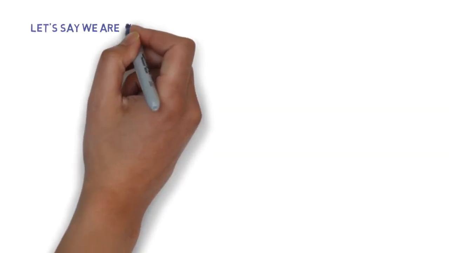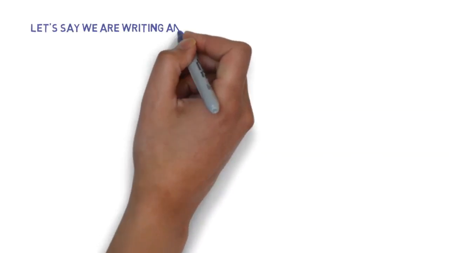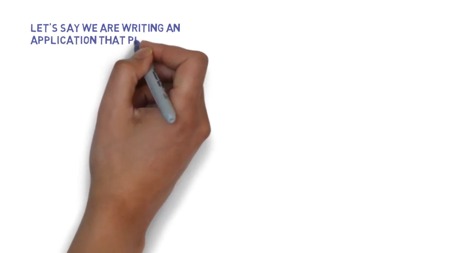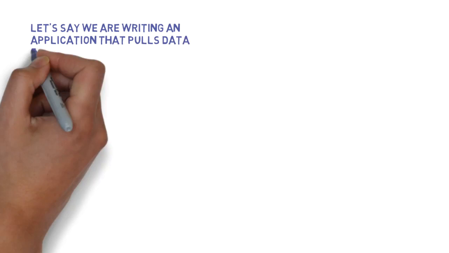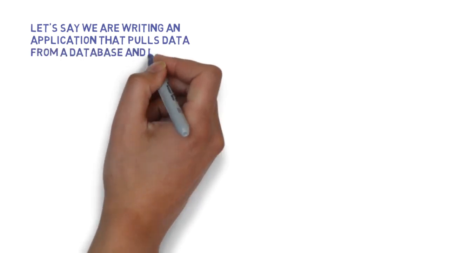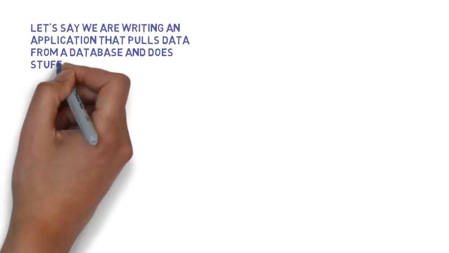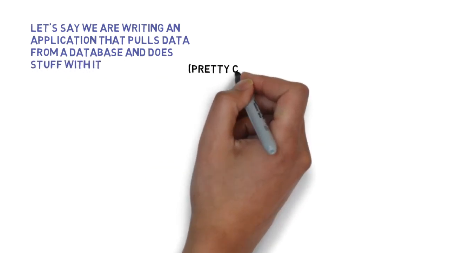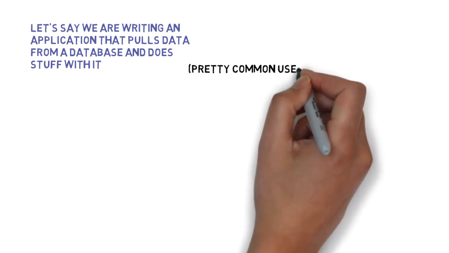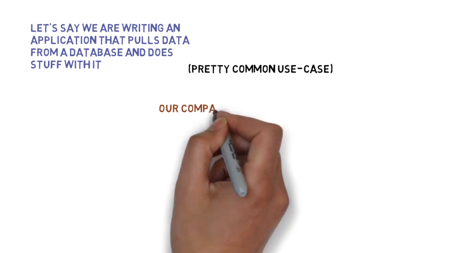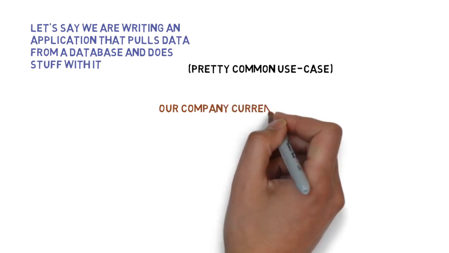Let's take a real-world example of when the factory pattern can be useful to us. Say we are writing an application that pulls in data from a database and then does stuff with it. Maybe you're generating reports, maybe you're running analysis and insights. This is a pretty typical application any company might want to write. Really common use case.